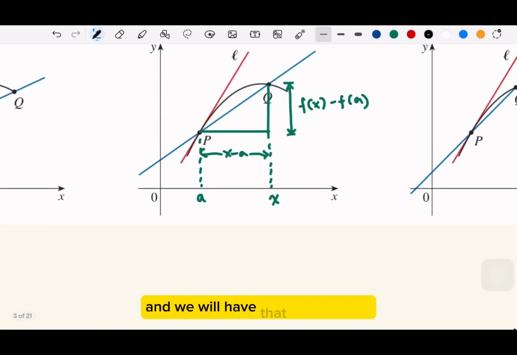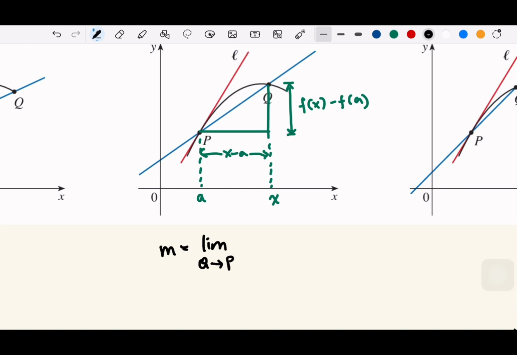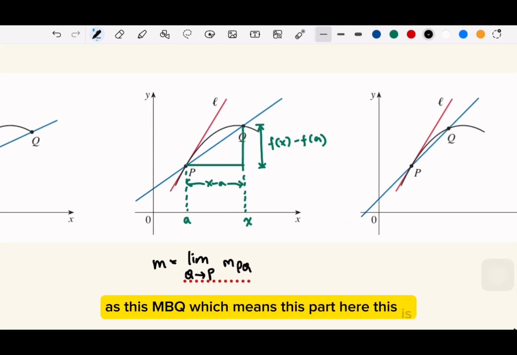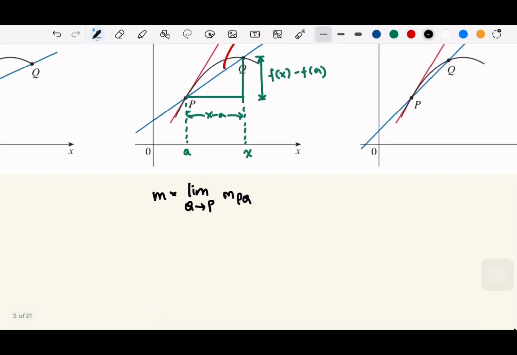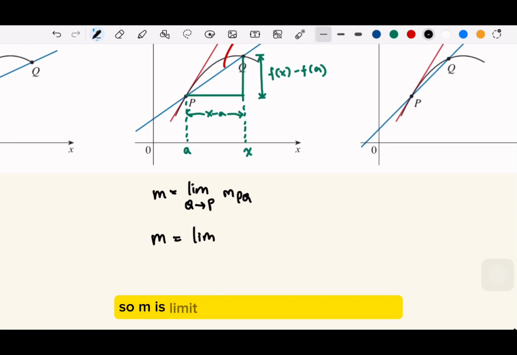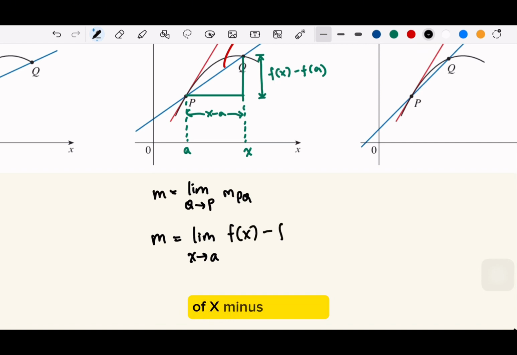And we will have that the gradient is the limit as Q gets close to P of m_PQ, which means this part here. m_PQ is f of x minus f of a divided by x minus a. So m is the limit as x approaches a of f of x minus f of a over x minus a.